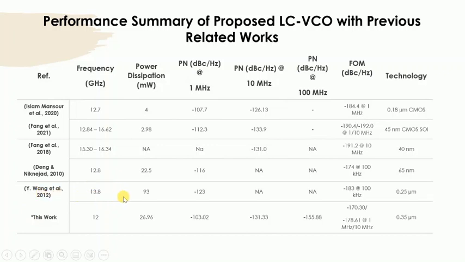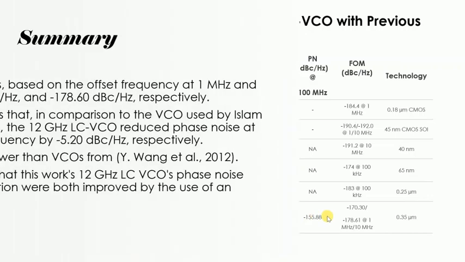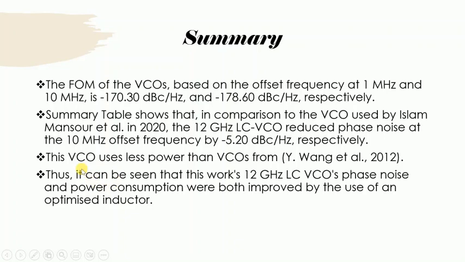Alright, so comparing the power, it's actually 93 milliwatt there, but here we have 26.96, so we have improved the power as well as the phase noise. Okay, so from this comparison we can see that this work, the 12 gigahertz LCVCO, had its phase noise and power consumption both improved by the use of an optimized inductor.